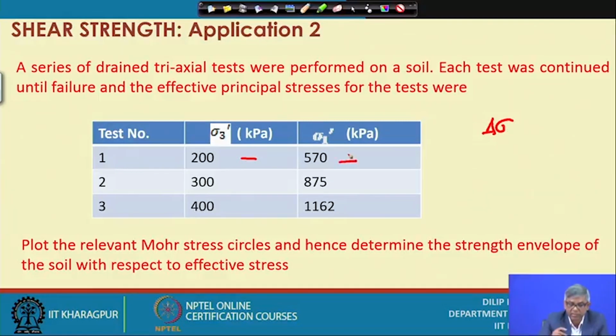So, 300 with corresponding sigma 1 dash 570, and this is 300, your confining pressure, after dissipation of pore pressure obviously, and then corresponding sigma 1 dash is 875, and 400 confining pressure with corresponding 1162. Plot the relevant Mohr stress circles and hence determine the strength envelope of the soil with respect to effective stress.